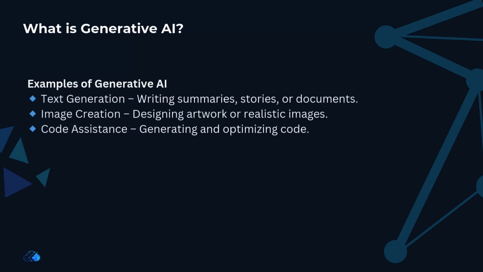So, here are some examples of generative AI in action. The first one is natural language generation: writing a cover letter, summarizing an article, or creating creative stories. And secondly, image generation: designing artwork, generating realistic images, or creating brand logos. And finally, code generation, assisting developers by writing or optimizing code snippets.